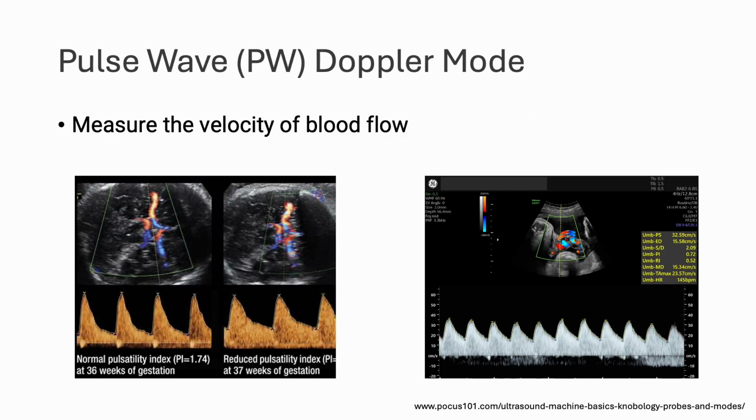So the pulse wave Doppler mode measures the velocity of blood flow. And so we do this when we're looking at the umbilical artery Dopplers. And so we're looking at the blood flow from the baby to the placenta. And then when we're looking at the velocity in the middle cerebral artery, we're looking at the blood flow in the fetal brain, in the middle cerebral artery in the baby's brain.